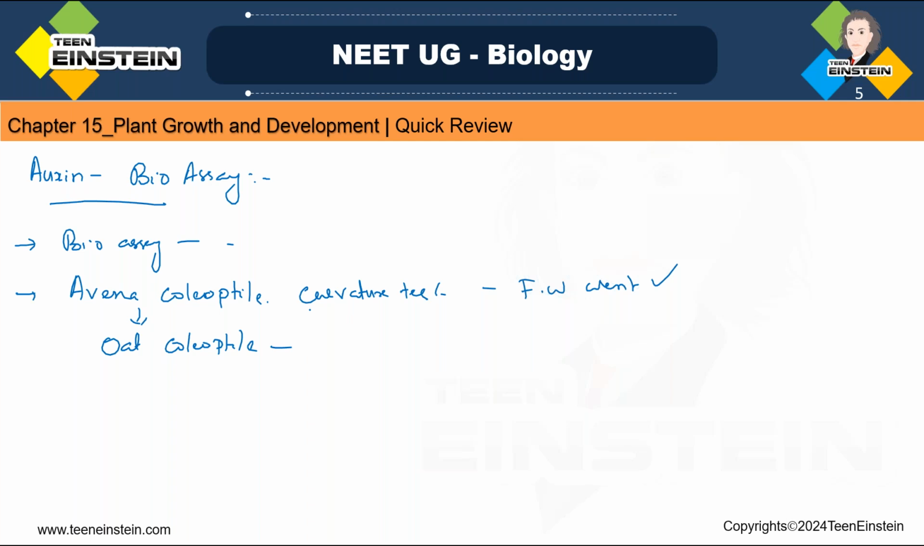Effect of auxin on plant growth by using oat coleoptile. So the Avena coleoptile curvature test was done by F.W. Went in 1928, and he demonstrated the effect of auxin on plant growth by performing experiments with the oat coleoptile. So both these points are important and these are repeated.